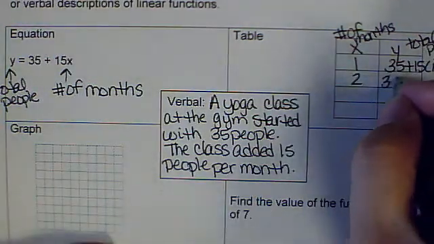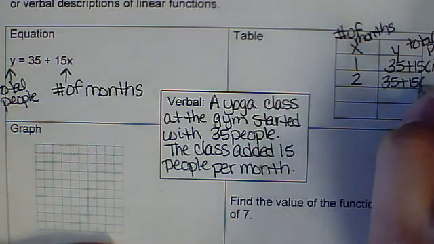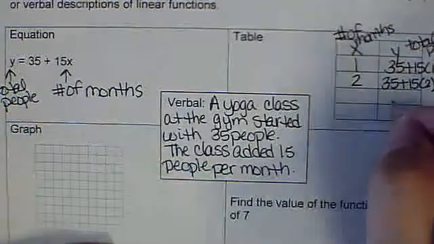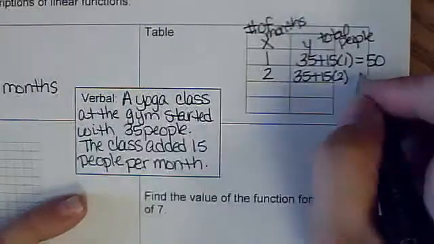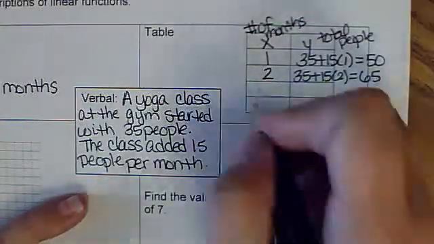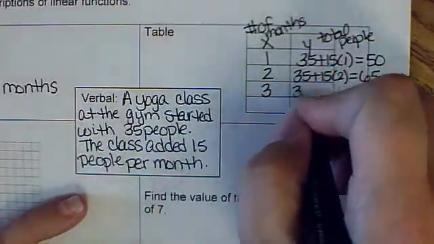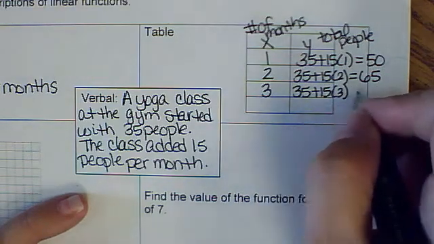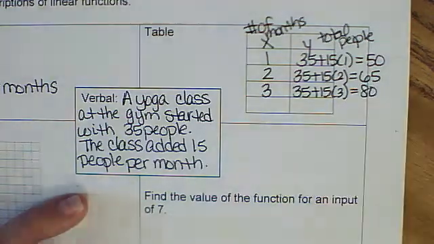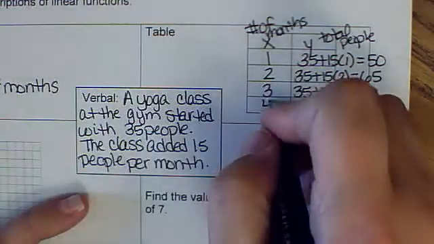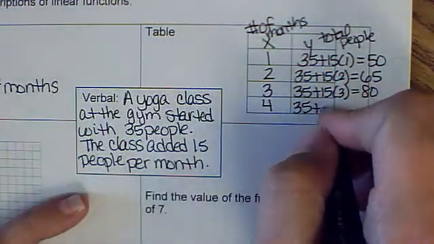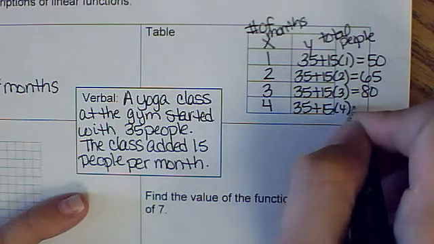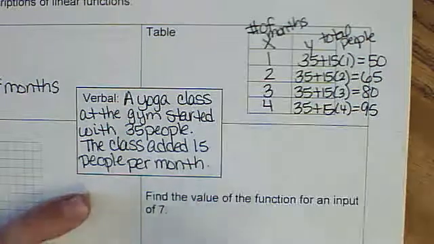After 2 months, it's 35 plus 15 times 2. Plug that in your calculator, and you get 65 people. At 3 months, 35 plus 15 times 3, that comes out to be 80 people. After 4 months, 35 plus 15 times 4 comes out to be 95 people.